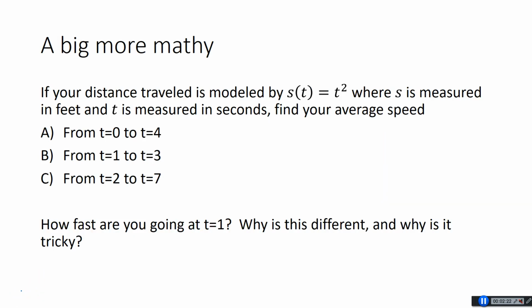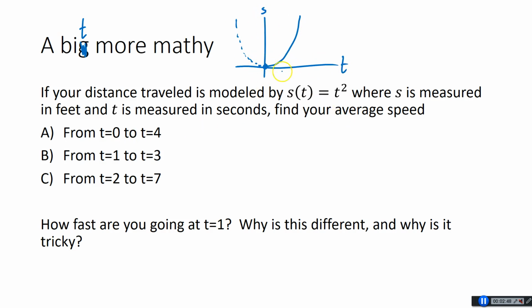So a little bit more mathy. Your distance traveled is modeled by S of t equals t squared, where s is measured in feet and t is measured in seconds. So we're going to find our average speed at a few different spots. If we were to graph this, t squared is a parabola, right? So it'll look kind of like this. And we don't really want to think about negative time, right? But make a parabola like that. So we got s and t.